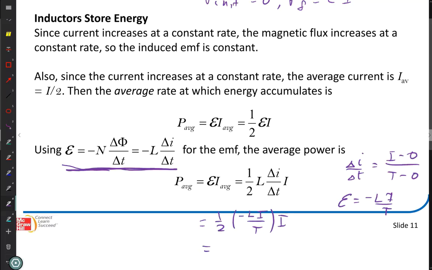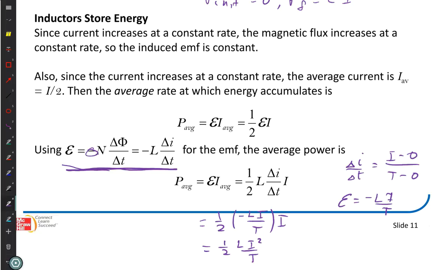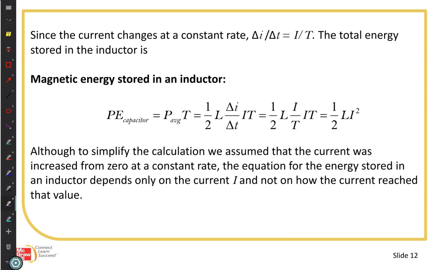Now notice I have a minus sign here and that minus sign disappeared; there is no minus sign in there. So that's our average power. I made a mistake here. Right, this was not a capacitor, it was an inductor.